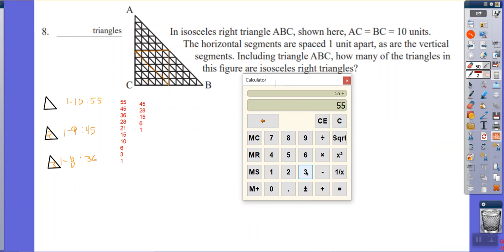So 55 plus 45 plus 36 plus 28 plus 21 plus 15 plus 10 plus 6 plus 3 plus 1. Now another column plus 45 plus 28 plus 15 plus 6 plus 1. And there we go, 315. And there's our final answer.